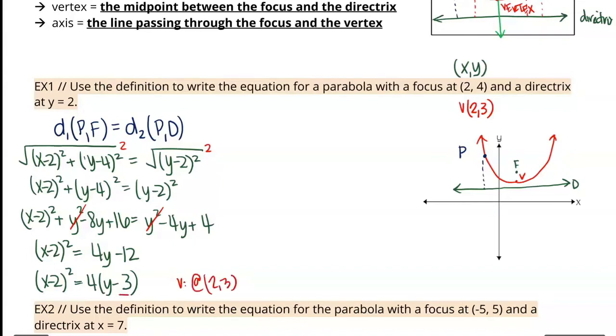Okay, and we can see that here in the equation. So this is going to be the standard form of a parabola, and we're going to talk about this a little bit more, how to get this. This is a useful form because we can look at it and see what the vertex of the parabola is going to be.